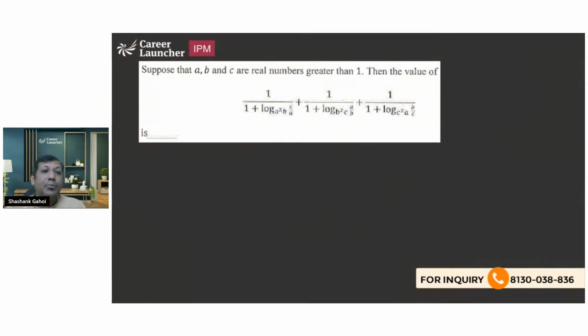Suppose A, B, and C are real numbers greater than 1, and we need to find the value of 1 upon something. So how am I going to do it?